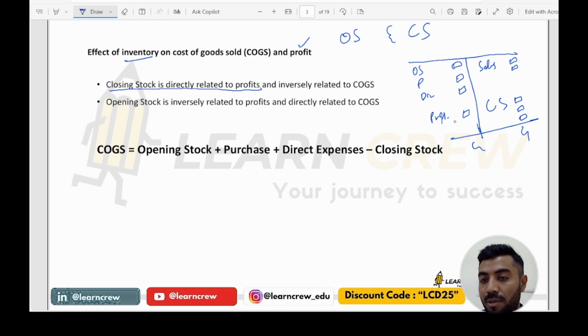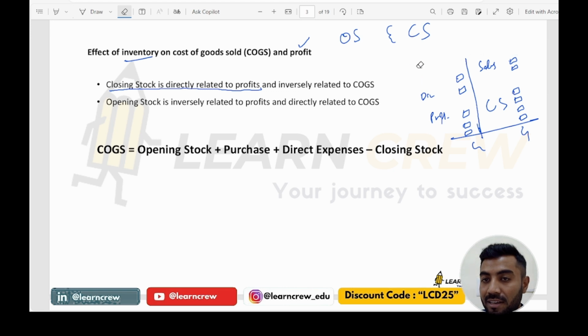So the only thing that will change is the profit. Profit also, one box to be added. So when the closing stock increases, here three it has become, here it has become two. If one more closing stock is added, that time here also it increases. So this is how you can remember this. Basically, closing stock is directly related to profits.